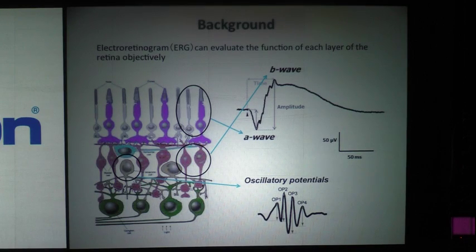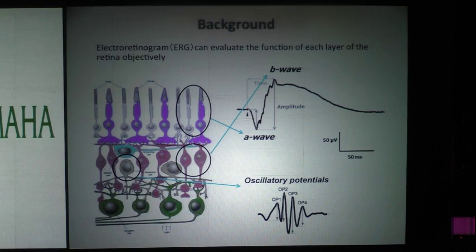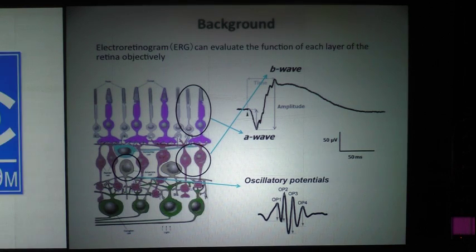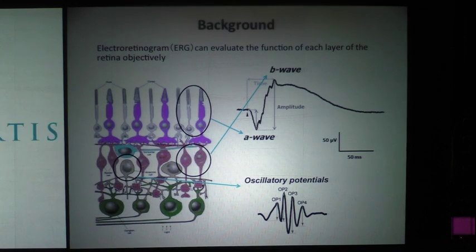Electroretinogram can evaluate the function of each layer of the retina and pathway objectively by analyzing the waveform. For example, it is thought that the A wave is generated from photoreceptors, the B wave is from bipolar cells, and oscillatory potentials are from amacrine cells. That's why ERG is used for pathology grasp and clinical diagnosis.